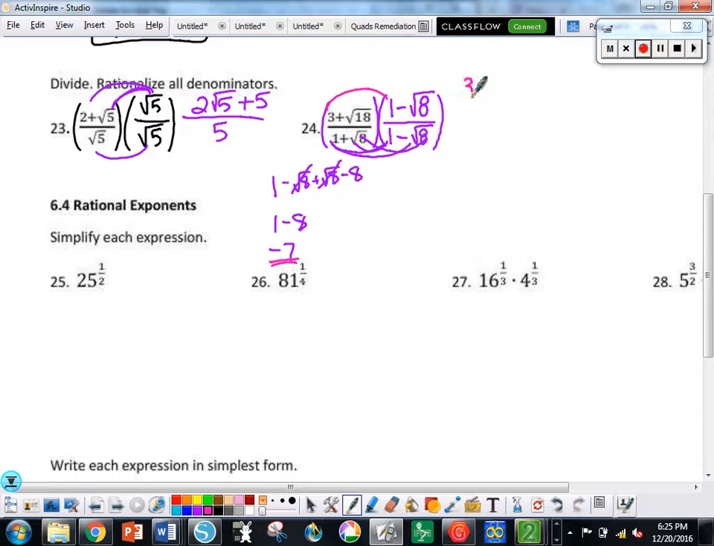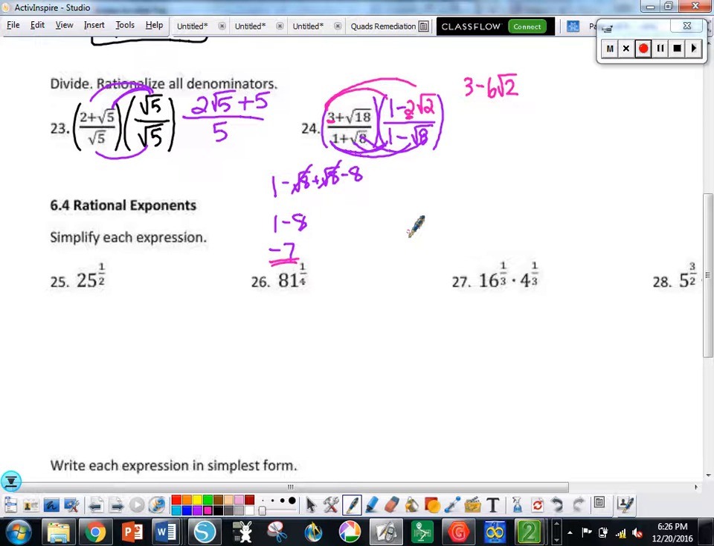3 times 1 is 3. Let's really quick change this. Instead of saying the square root of 8, what is the square root of 8? Ooh, wow. The square root of 8 is 2 square root 2. So if I simplify that right now, I might have an easier time. So 3 times 1 is 3. 3 times a negative 2 square root 2 would be a negative 6 square root 2. Because the whole part would multiply by the whole part.